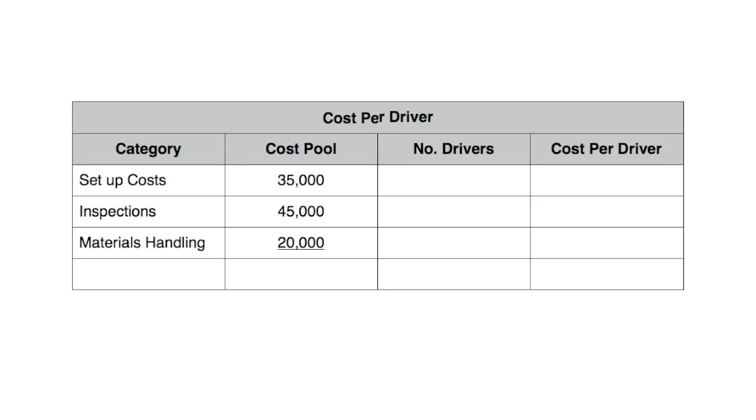Always at this stage, just check that you've got your total overheads in there. The total overheads are 100,000, so just make sure that they're all in there. So we can now calculate our cost per driver.